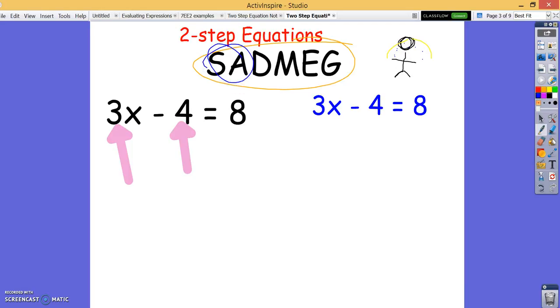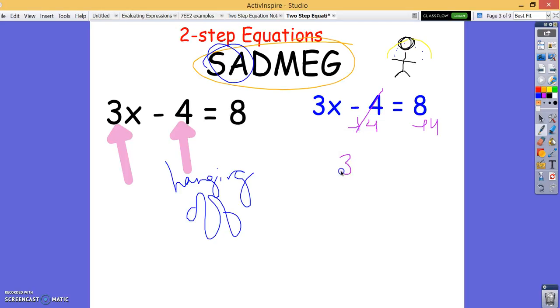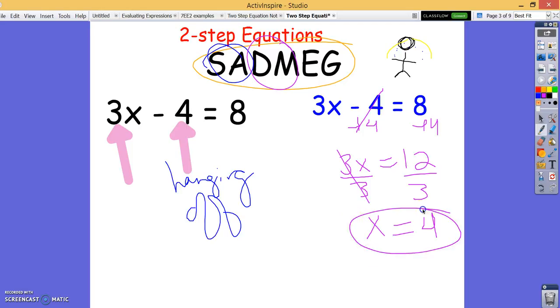Subtract or add would be first. Anything subtraction and adding. This is because the subtraction and addition is kind of just hanging off the side over there. Okay, so to get rid of subtraction, we always add. So I'm going to add 4 to this side and add 4 to this side. Minus 4 plus 4, or you could think of it as negative 4, positive 4, cancels out. I'm left with 3x equals 8 plus 4, which is 12. Then I can do my multiplication division, which would be dividing by 3, because the inverse of multiplication is division. And again, make sure you're showing all of that work. Your work needs to look identical to mine.